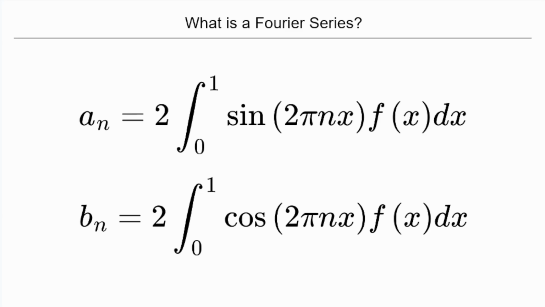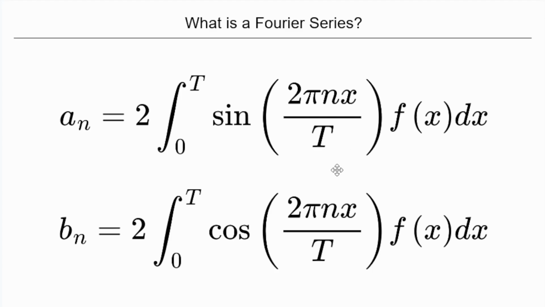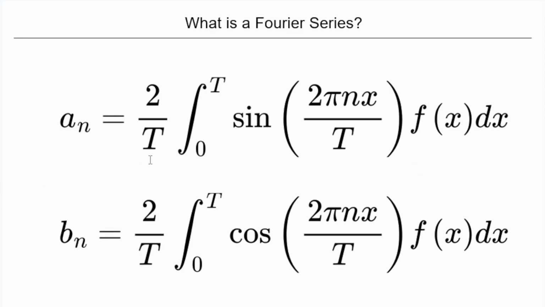Our periods that we had were always 1. But what if you have a general period of T? Then you of course divide the sinusoids by T and make the integral go from 0 to T. If you go back in our derivation and calculate sine of 2 pi nx divided by T times sine of 2 pi mx divided by T, you actually find that is T divided by 2 times the delta function. So we have to divide by T here.